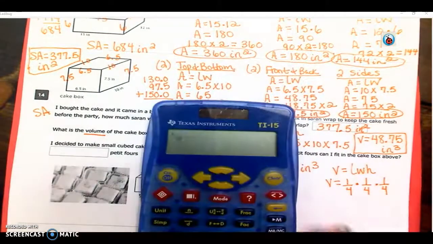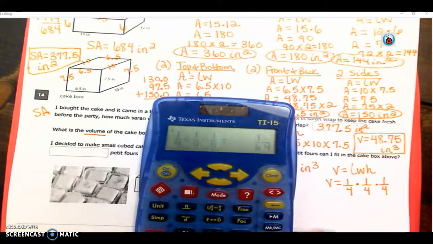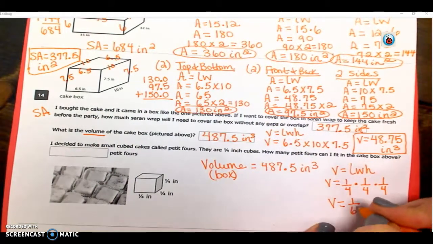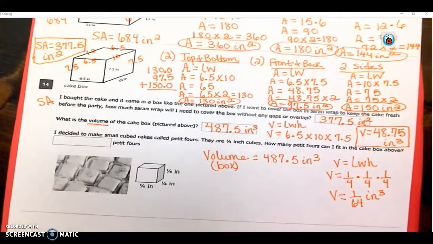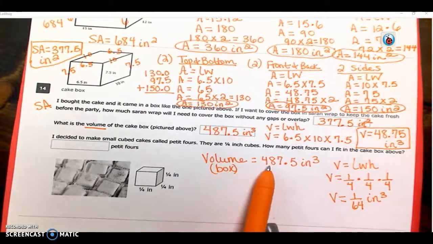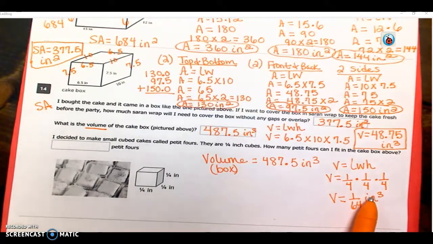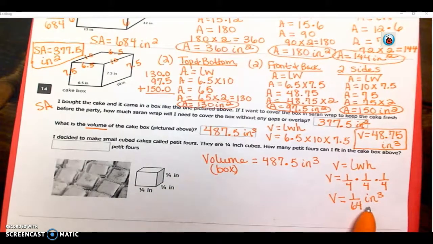Okay. So 1 numerator for denominator times 1 numerator for denominator times 1 numerator for denominator. And we get 1/64. So the volume of a cube is 1/64 inches cubed. Okay? So now what we're going to need to do is divide the volume of the box by the volume of the cube so that we can figure out how many of the cubes, I'm saying cubes, but these are the Petit Fours, that will fit into the box.